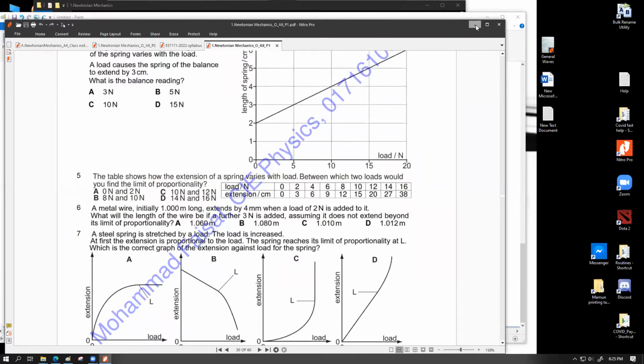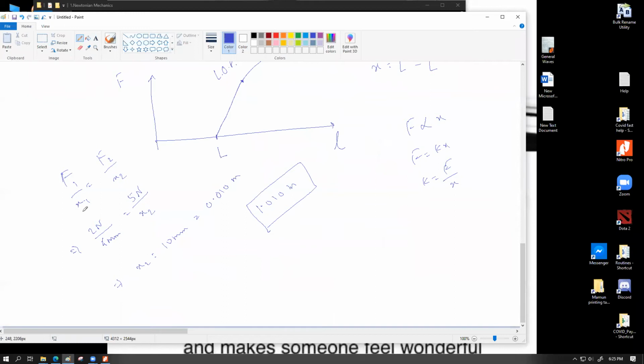This is the formula we're using: F1 by X1 equals F2 by X2. This part is known to us: under 2 Newton force, it had an extension of 4 millimeter. Using the formula, we replace the new force, 5 Newton, which is the unknown, and find the new extension. This is not the original full length; it is exclusively the extension. To get the full length, you add this to the original length, which is 1 meter. So we add it to the 1 meter and get the total length of the metal wire.